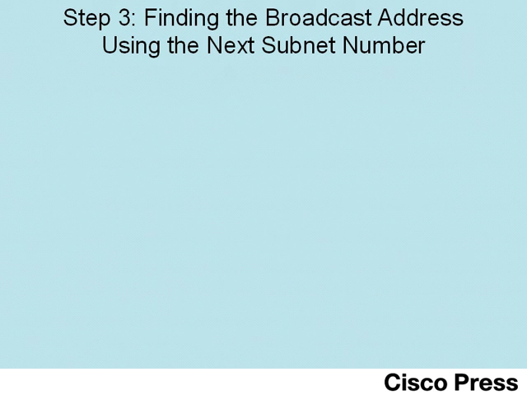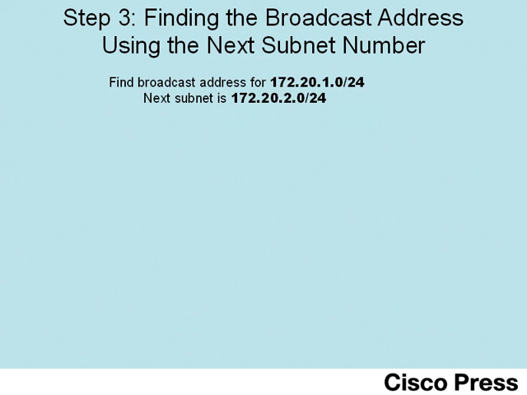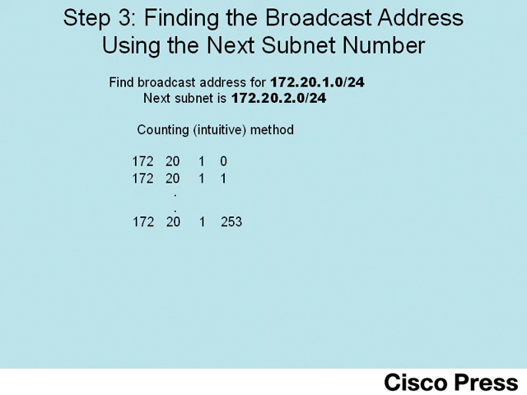Now, just to make sure this second version is clear, let's take a look at the next subnet, which is 172.20.1.0, and the subnet following that, which is 172.20.2.0. Now, to find the broadcast address for that first subnet of 172.20.1.0, we just start with that subnet number and count. So there's the subnet number. We add 1 to get the first IP address of 172.20.1.1. The next will be 1.2, 1.3, and you just keep going, and you get up to 172.20.1.253, 1.254, 1.255.